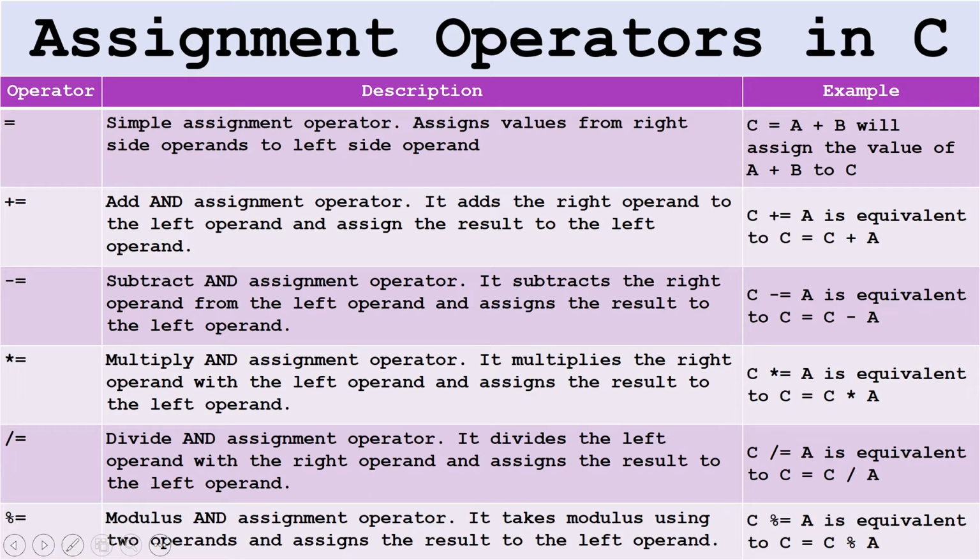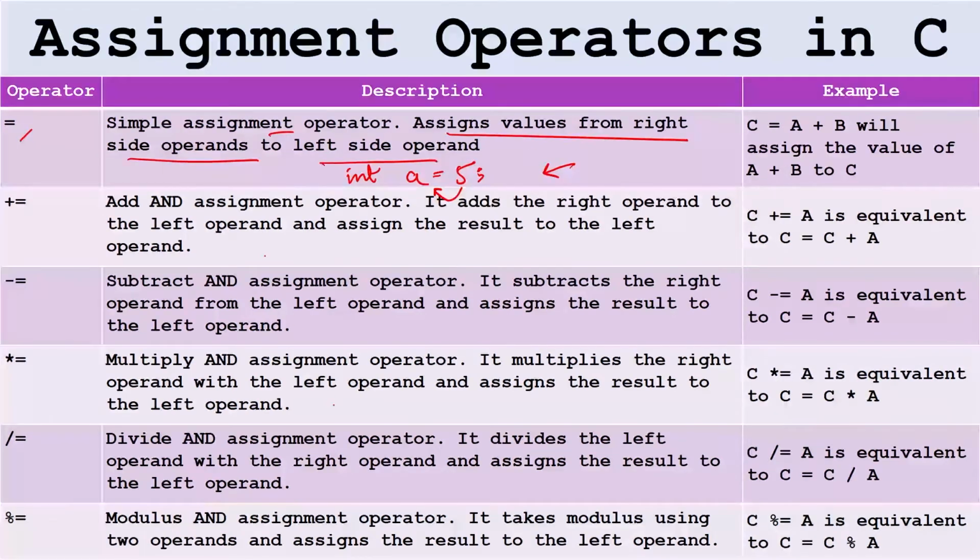See, assignment operator we already know. It is the equal to operator. What does this mean? Simple assignment operator. Suppose we are assigning a variable A with value 5. We write int A equal to 5. So what we are doing? We are allocating the value of 5 to this variable A. So from which direction is the assignment operating? That is from right to left. So here it is written: assigns value from right side of the operand to the left side of the operand.